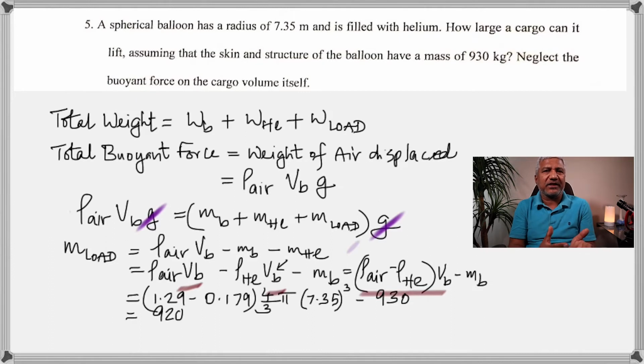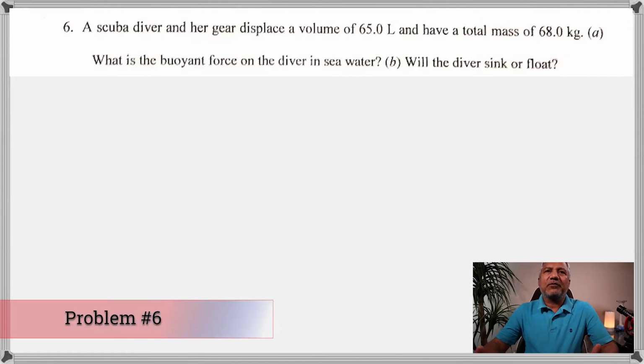It says that in the question, a spherical balloon. So 4 by 3 pi r cube. So when you do that and do the math, you would get 920 kilograms as the answer. 920 kilograms. So here is problem number 6.